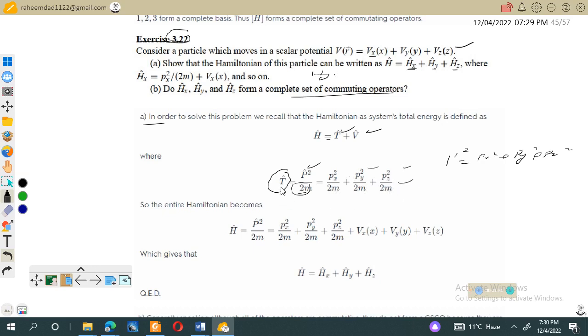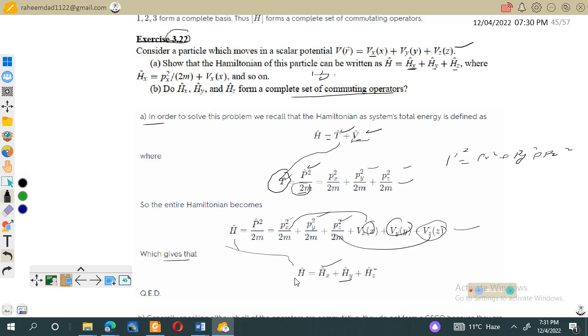So if we substitute the value of T into this equation, we will have H equal to P square over 2m, which is px square over 2m plus py square over 2m plus pz square over 2m, plus the potential, which is the sum of three potentials because it is a scalar quantity. It contains three terms: the potential along x, along y, and along z. So H is equal to px square over 2m plus Vx of x, which is nothing but hx, plus py square over 2m plus Vy of y, which is equal to hy, plus pz square over 2m plus Vz of z, and this term is the Hamiltonian for z.